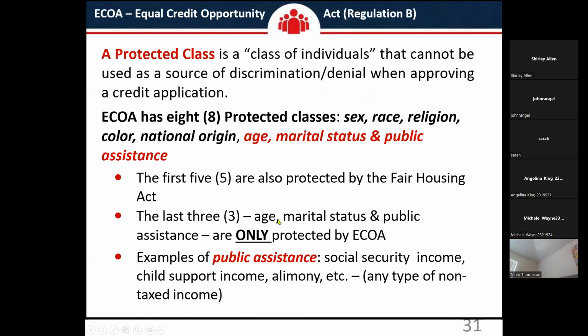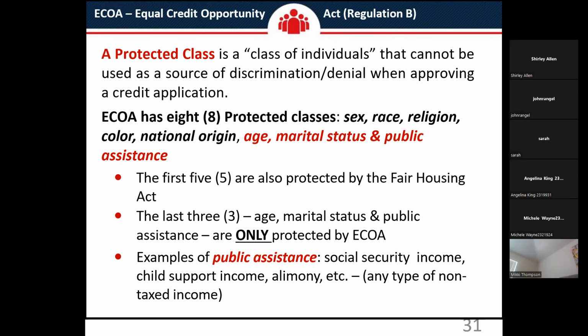Let's talk about the protected classes. We have them under ECOA and we have them under fair housing. The first 5 are always the same. So once you learn that the first 5 are the same, then the other ones for fair housing, the difference, you can figure it out. A protected class is a class of individuals that cannot be used as a source of discrimination or denial when approving a credit application. Remember, ECOA has to do with a credit application and the appraisal. Right now, we're talking about the credit application.